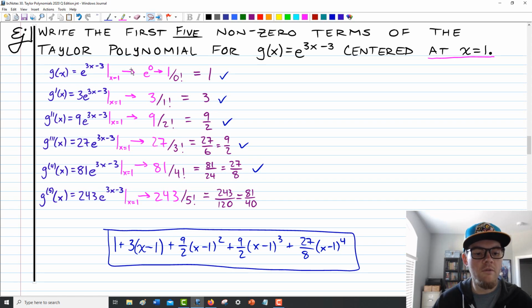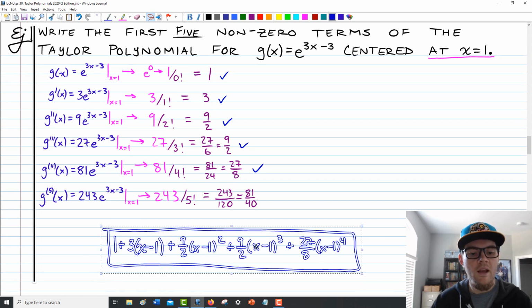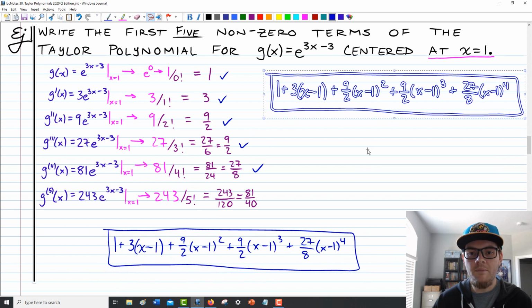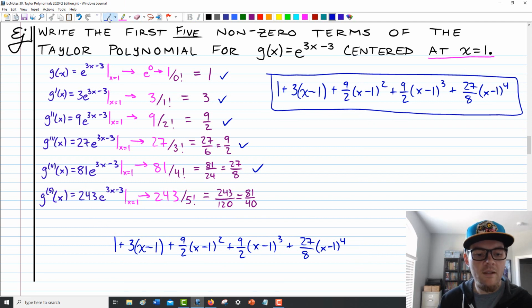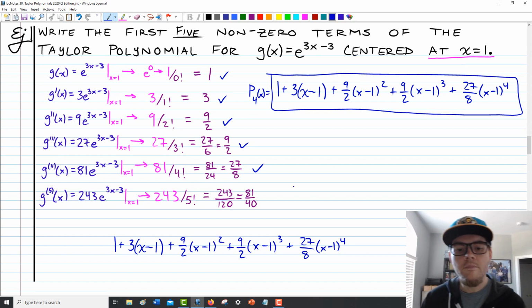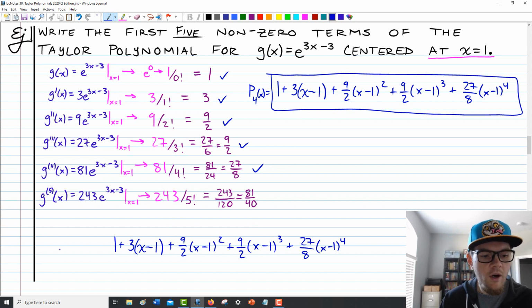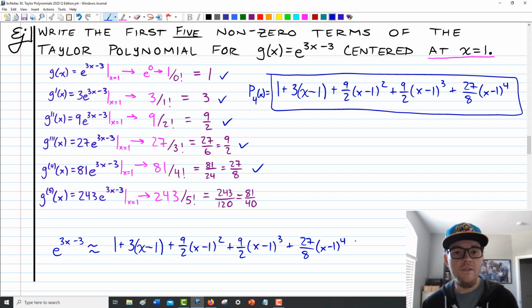So good job. Nice victory on our part to end up with that piece. Now, having said that, just like before, I'll put that up there as my answer now that I have it. Let me point out that, again, if you wanted to name this, since it turned out to be the 4th degree polynomial, you could call this p sub 4 of x. That would be perfectly acceptable. In addition, if you wanted to, you could say e to the 3x minus 3 is approximately equal to this thing. And that would be a perfectly appropriate thing.